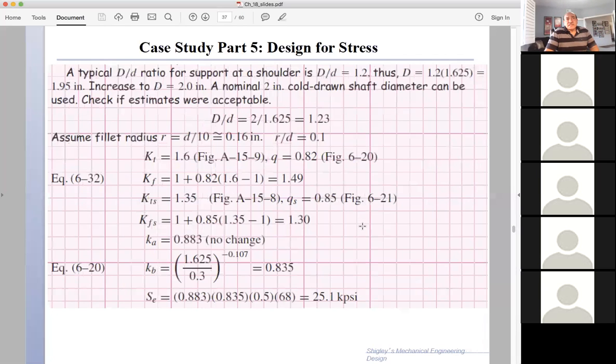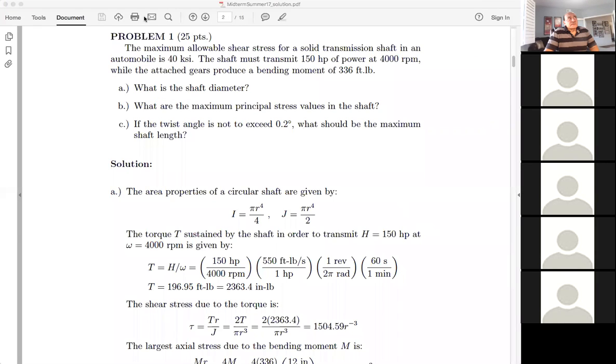So that would be connecting to what we've done in the midterm. So this is as far as we want to review for this speed reduction project, or the gearbox project.